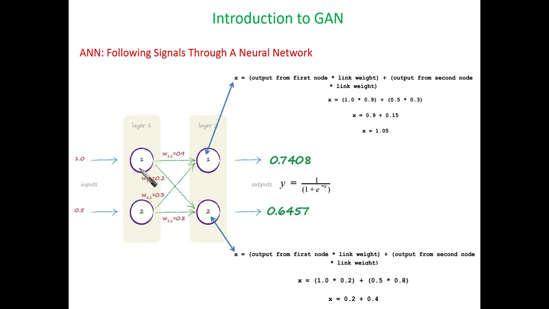Let's say we have this simple two-layer network, and we'll see how the signals flow through this neural network. This is the input. Let's say the inputs are 1 and 0.5, and in layer 1 we have two nodes, node 1 and node 2. The weight from node 1 to node 1 is 0.9, the weight from node 1 to node 2 is 0.2, the weight from node 2 to node 1 is 0.3, and the weight from node 2 to node 2 is 0.8.